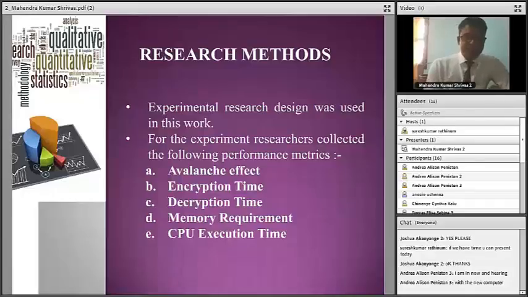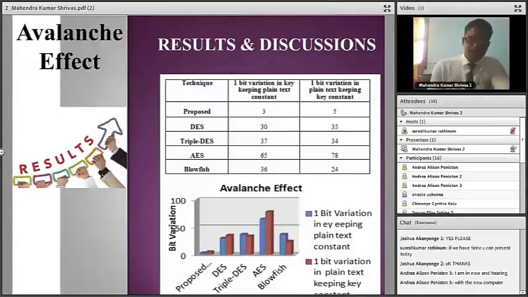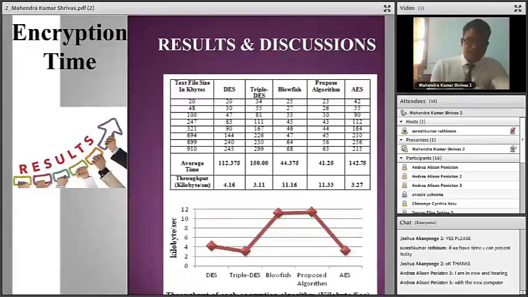So this is some of the effect that we have. These are some of the variables that we have used. The avalanche effect is what happens to the rest of the ciphertext if we change any one bit. So these are the results, and as you can see, we have a very small avalanche effect.